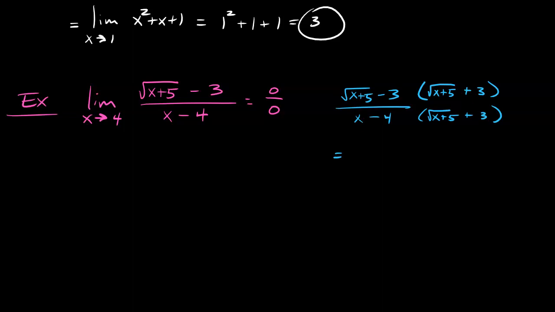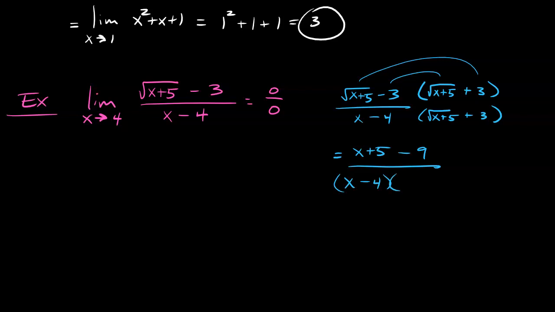So square root of x plus 5 times square root of x plus 5 becomes x plus 5. The middle terms all cancel out, because square root of x plus 5 times 3 and minus 3 times square root of x plus 5 cancel out. And then you've got minus 3 times plus 3, which is minus 9. So the top works out nice. The bottom does not. It seems like this did not help us at all, because the bottom is even worse than it was before.